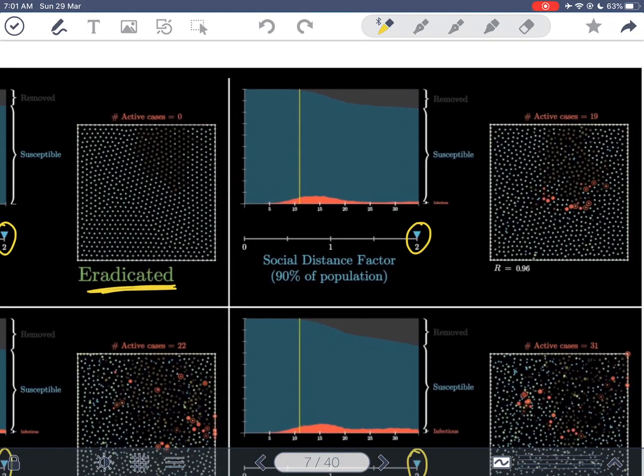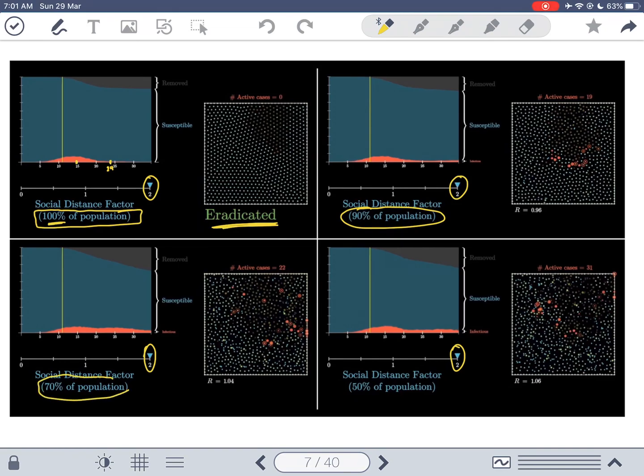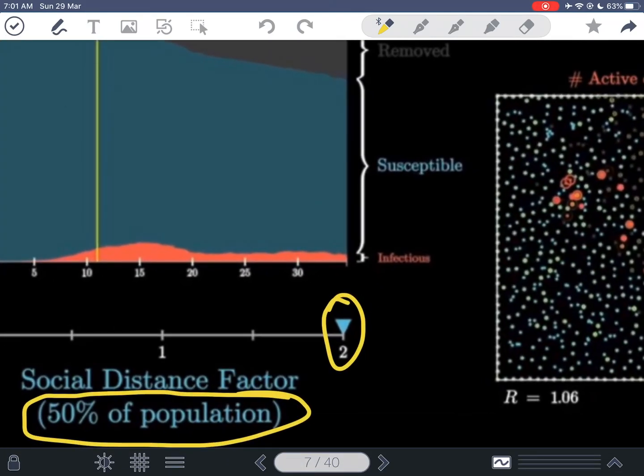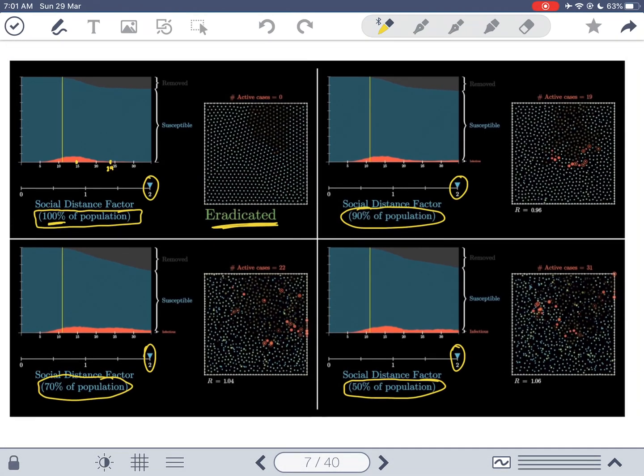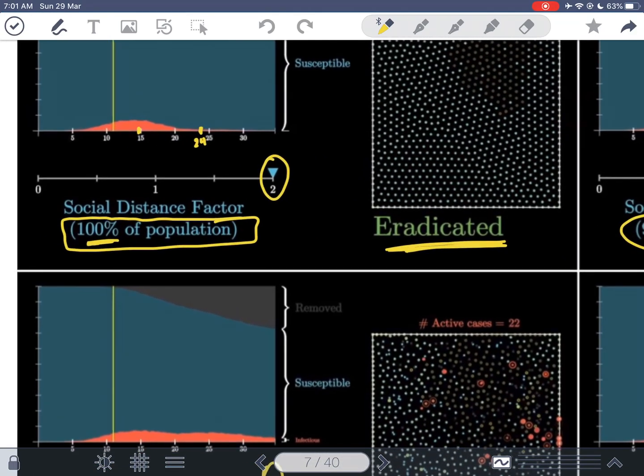Now, if instead 90% of the population or 70% of the population or 50% of the population do the social distancing, then it takes longer for it to go away. So here you see that even after 30, like this is 35, there are still infected people. So it's really important. The lesson you take from this is that to eradicate a pandemic, one of the most important things is that 100% of the population is social distancing from each other.